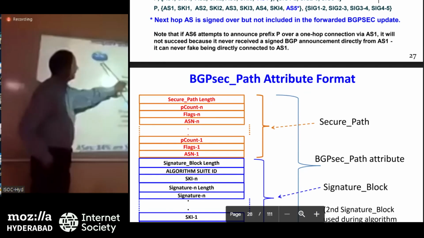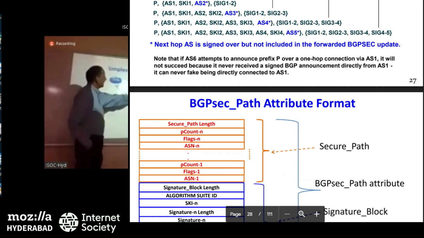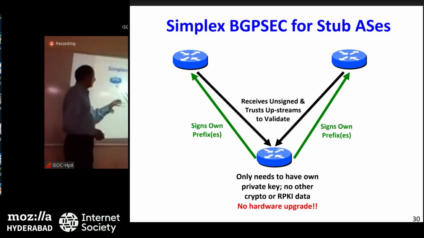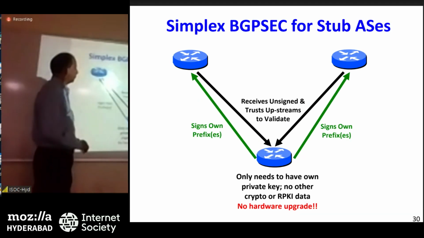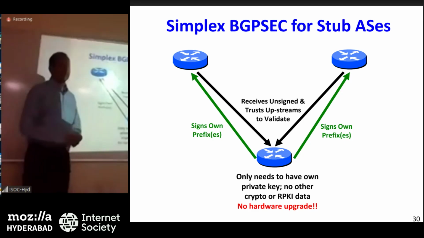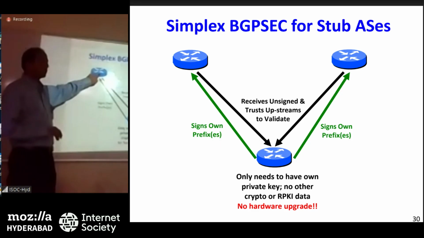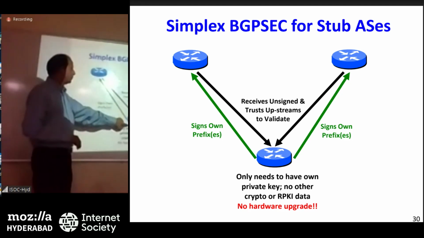stub AS, then you don't need to receive signed updates. You request your service provider to send unsigned updates like you get today. You do origin validation if you wish, or you can trust your transit provider. But typically, you should do origin validation yourself. But you don't do path signature validation. You don't receive path signatures and you don't do path signature validation. The ISP does it for you, and you trust the ISP regarding that.